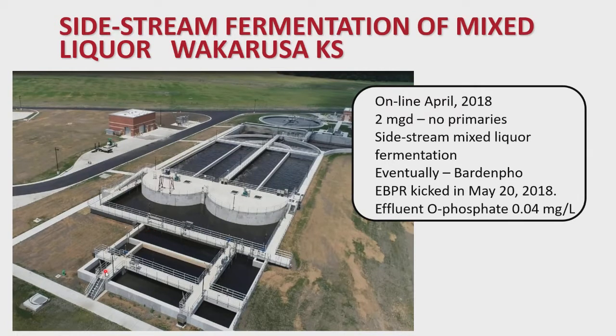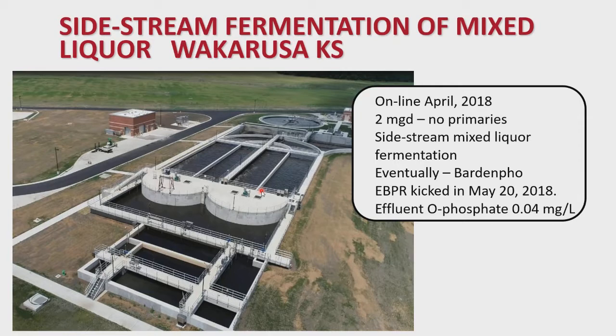The plant consisted of the anaerobic zone, the sidestream fermenter, the anoxic zone just above it, and then a carousel system for nitrification and denitrification. Mostly the orthophosphorus was running at less than 0.04 milligram per liter.